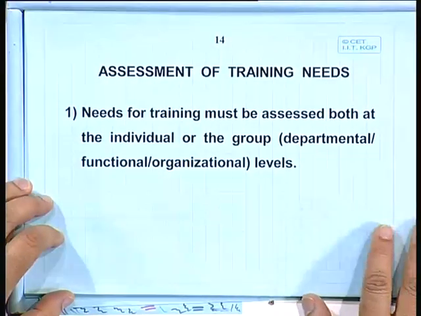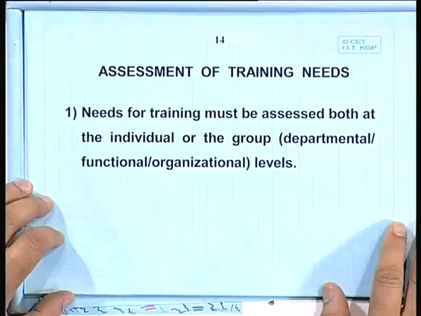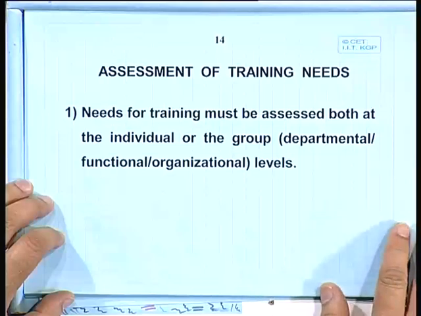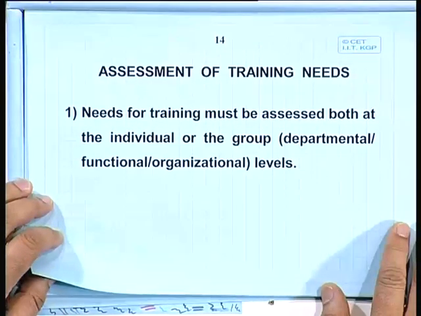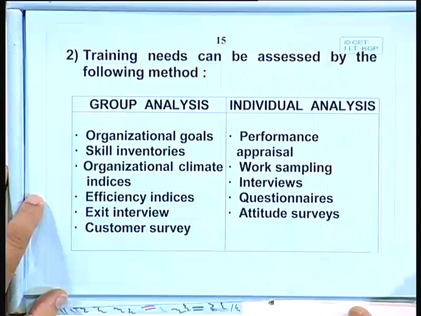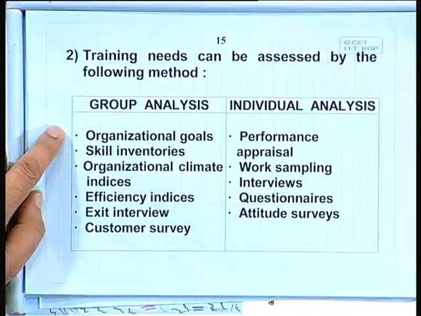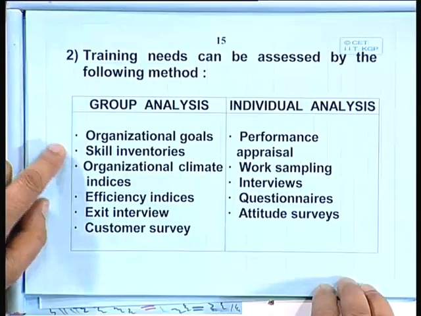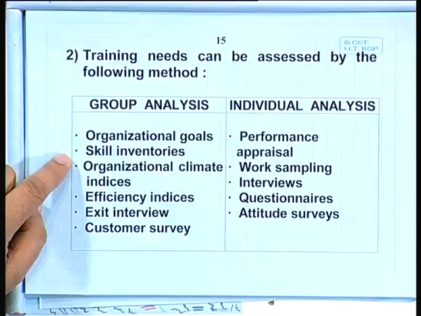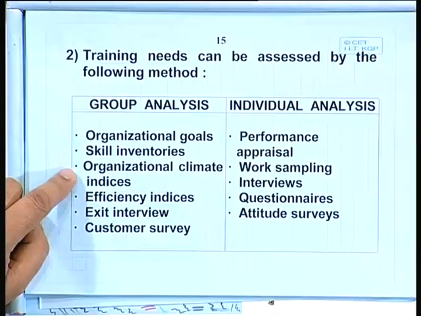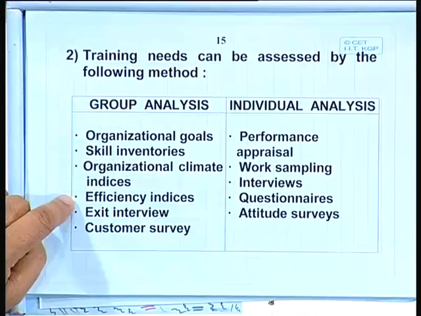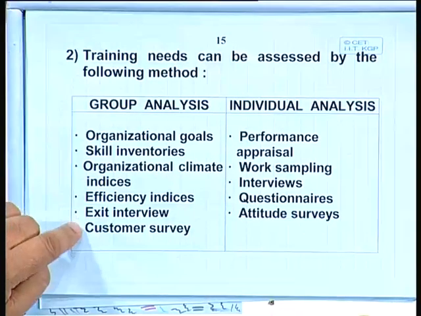Now, assessment of training needs, all right. Needs for training must be assessed obviously both at the individual or the group and departmental levels. Training needs to be assessed by using a number of methods. Group analysis and individual analysis. Organizational goals: do the departments know about the organizational goals? Does the group know? Skills inventories, what skills are required and are they available? Organizational climate indices, efficiency indices, exit interview, customer survey.